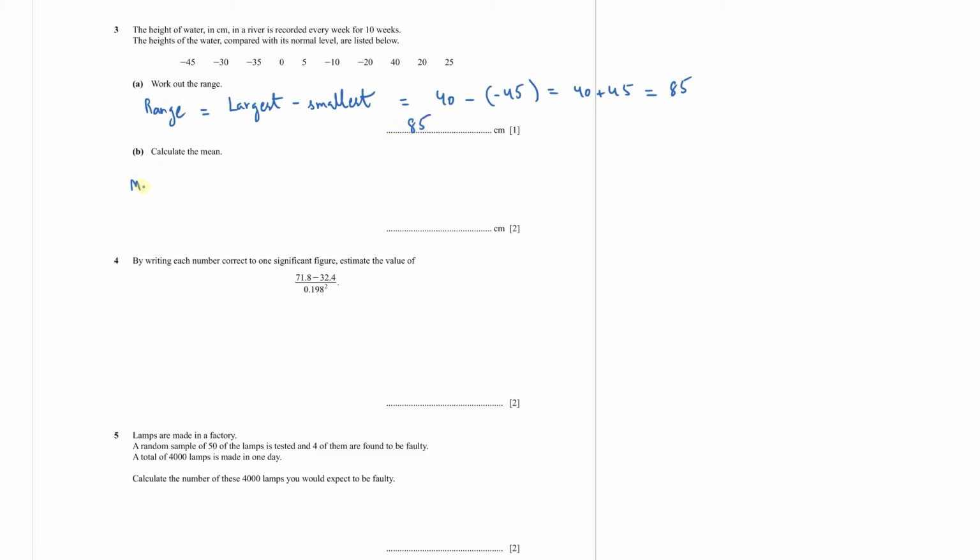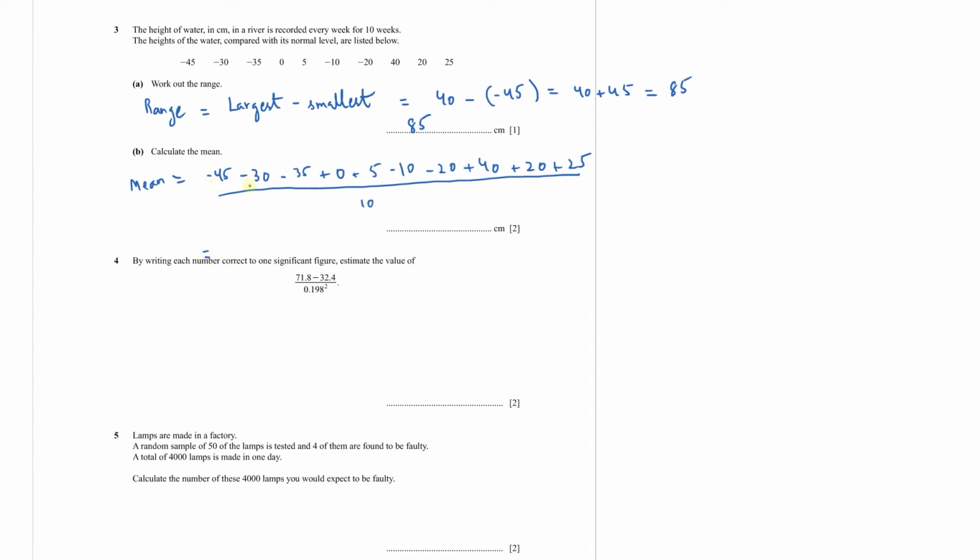Calculate the mean. So mean is basically you will sum up all these values and divide by 10 because the total number of values is 10. You have 10 values here. So when you add them, you will get minus 45, minus 30, minus 35, plus 0, plus 5, minus 10, minus 20, plus 40, plus 20, plus 25, and then divided by 10.